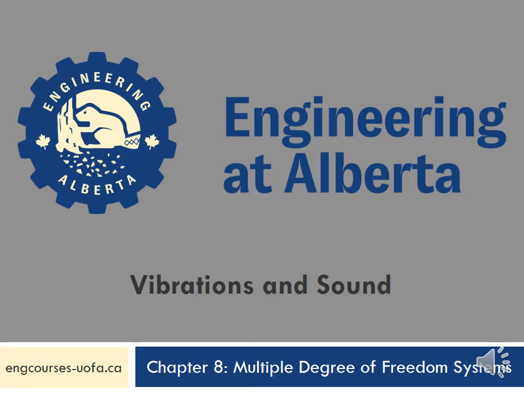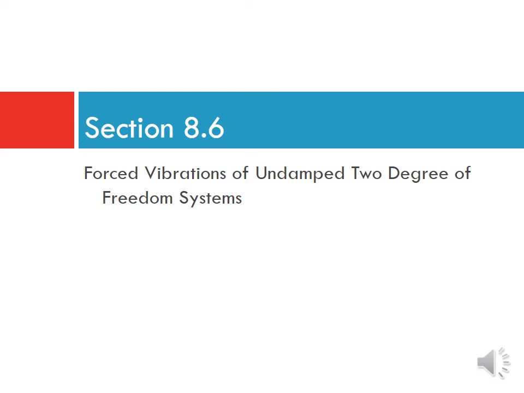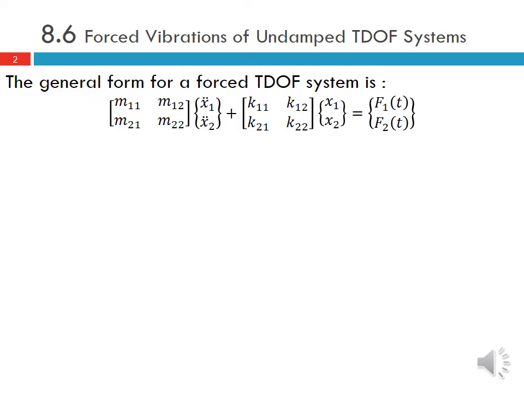In this video, we're going to continue our discussion of multiple degree of freedom systems and finish up Chapter 8. Here we're going to discuss forced vibrations of undamped 2 degree of freedom systems. So the general form for a forced 2 degree of freedom system is shown here.